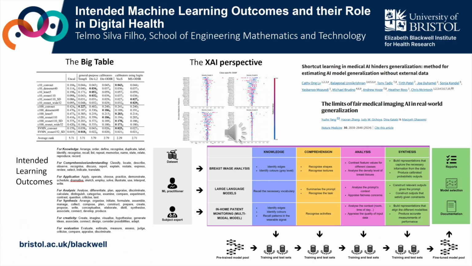So I think we need to teach models the same way that we teach students. We need to define intended learning outcomes so that we can control what models are learning. This can generate accountability. This is good for documentation, but also it's good for controlling what models are doing so that we know which models work well for which populations.